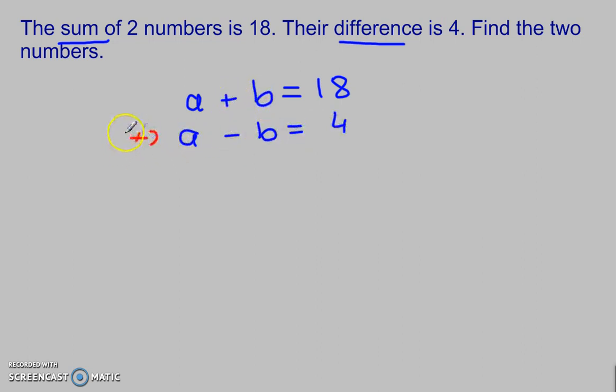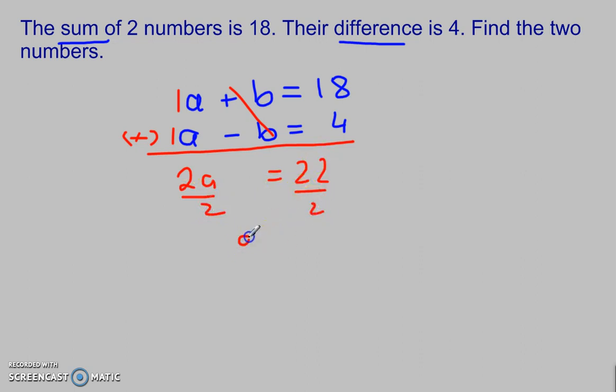My preference is adding, so that's what I'm going to do here. That's a 1 and a 1 here, so that gives me 2A. These cancel out. Is equal to 22. Divide by 2. A is equal to 11. Plug that back in up here, and B is equal to 7.